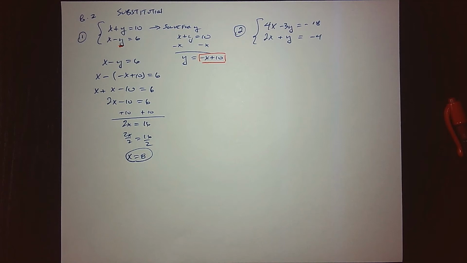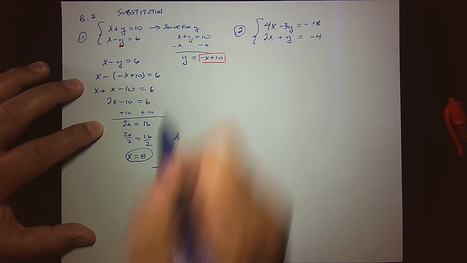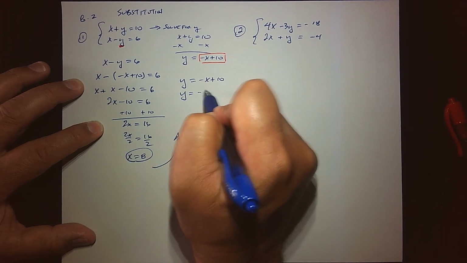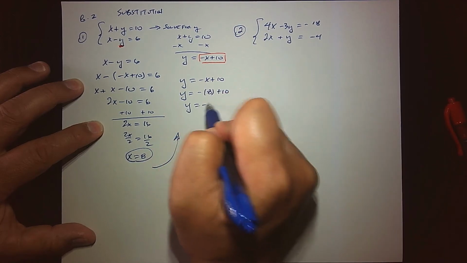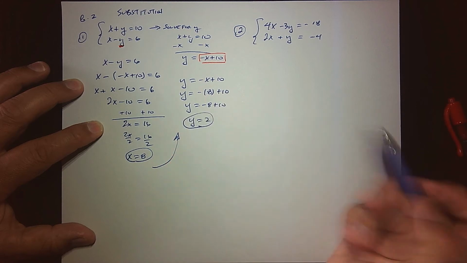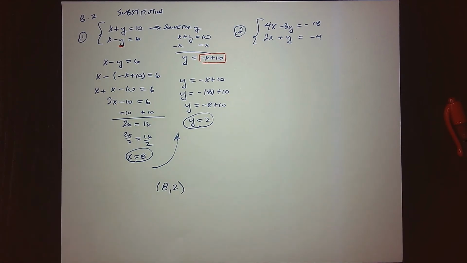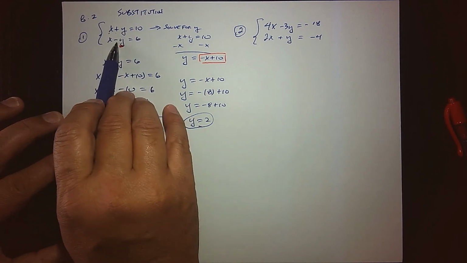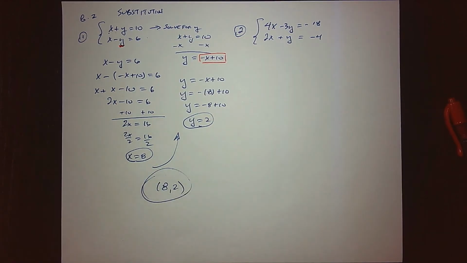Of course, the fourth step is I now have to go back, right, and solve for what y is. So y is negative x plus 10. So if I replace what I know x to be, we get y is negative 8 plus 10, and in this case we get 2. So what's the ordered pair that solves this? 8 and 2. Not bad to check this one. 8 plus 2 is 10, and 8 minus 2 is 6. So we have the solution to the system.